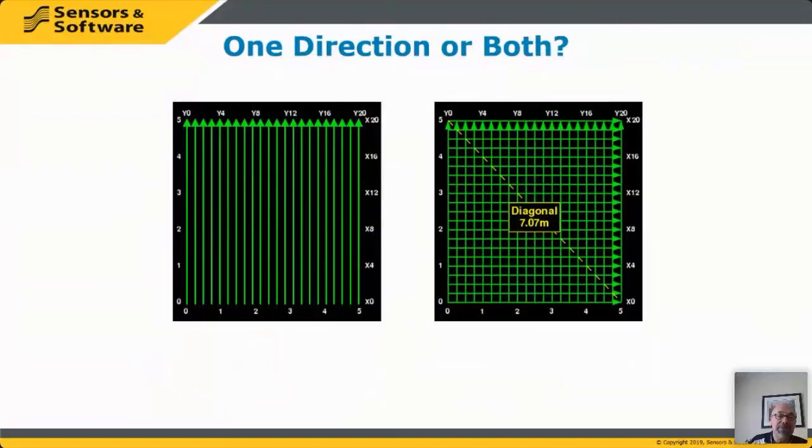Okay, if I did a grid that was just all the lines in one direction and I didn't collect the lines in the other direction, that would save me half the work. I'd be out of there in half the time. Well, in what situation can I do that?